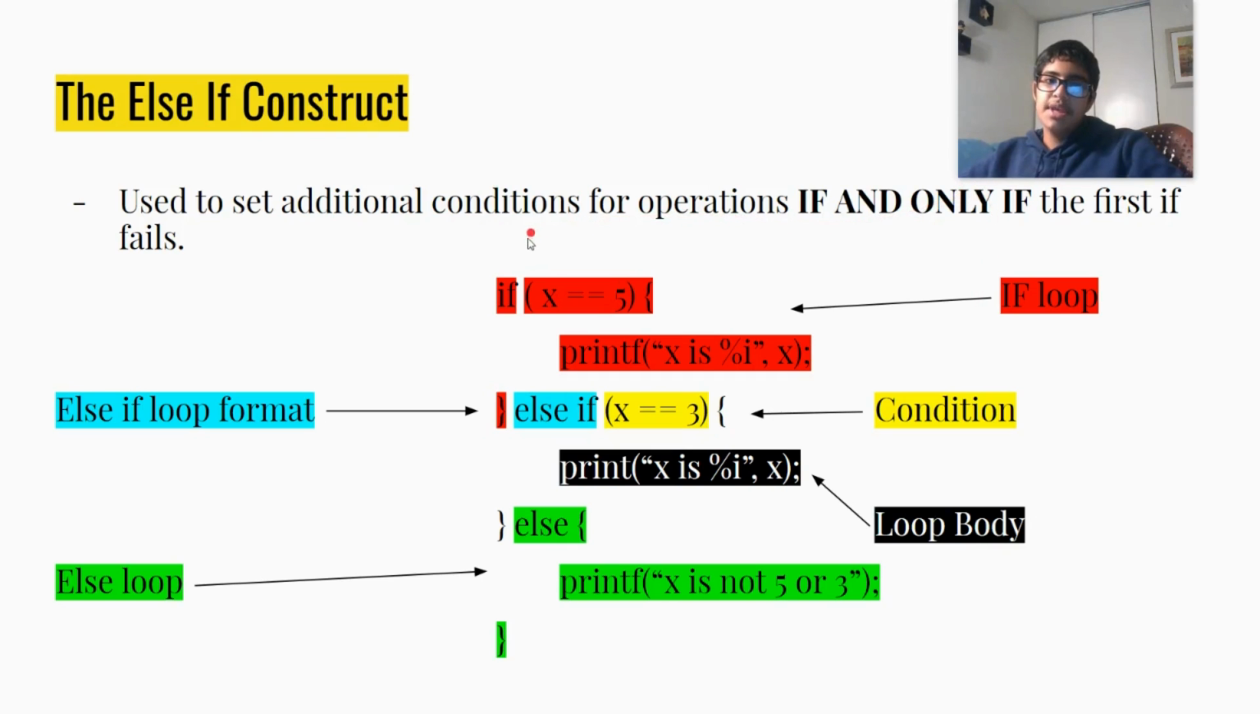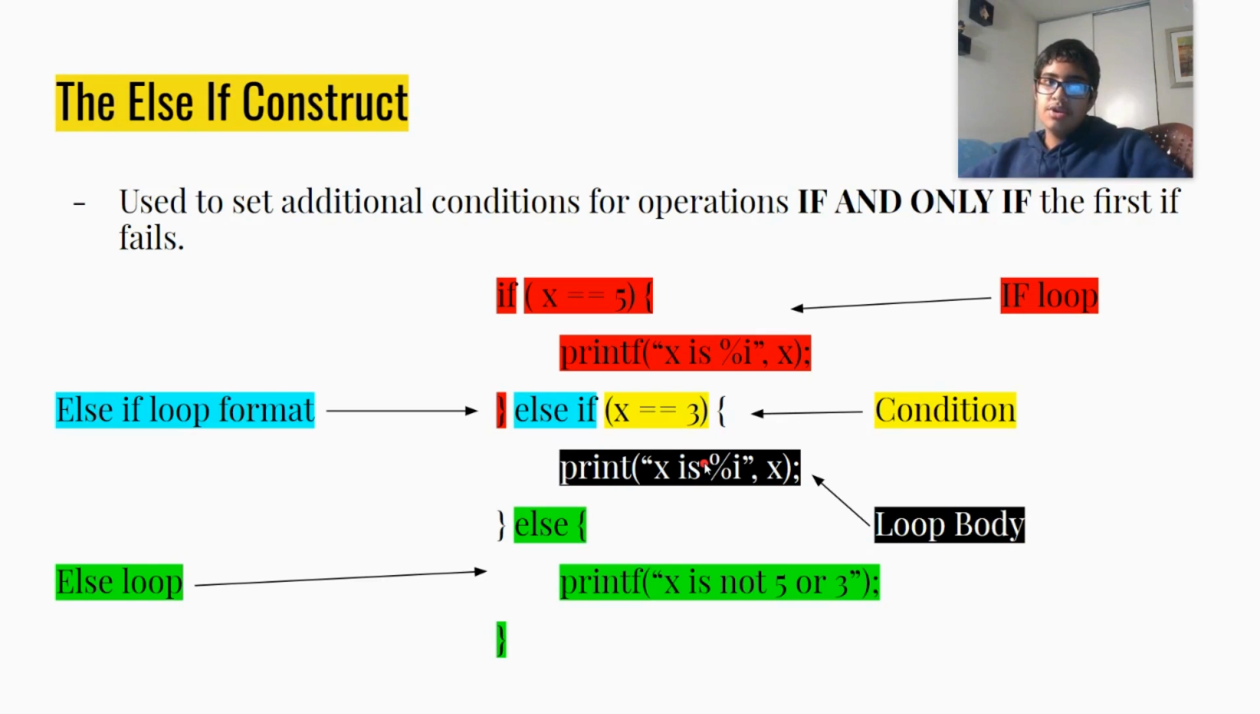So over here, what we're saying is if x is 5, then print "x is 5". Or else if x is 3, then print "x is 3". If it's not 5 or 3, then we want to say "x is not 5 or 3". So this is our new loop. So we have the else if, and then we put in our condition, and then once again our loop body.